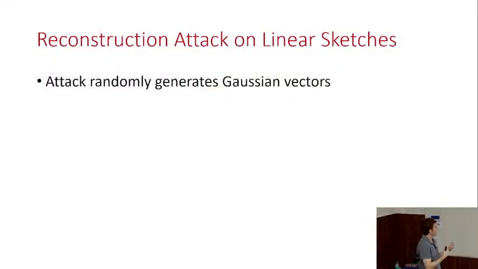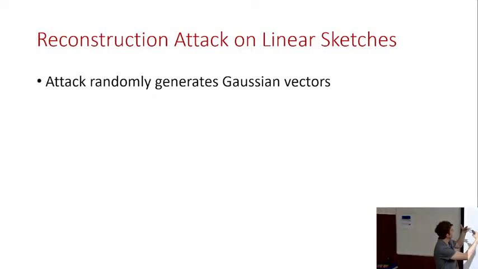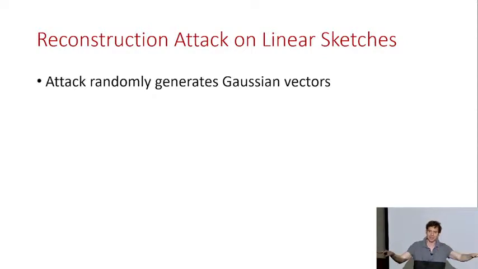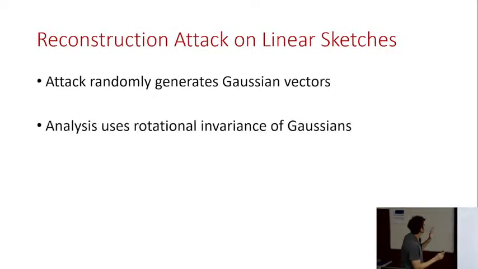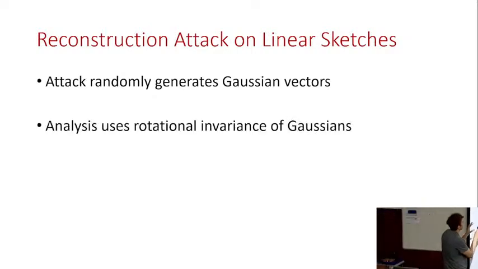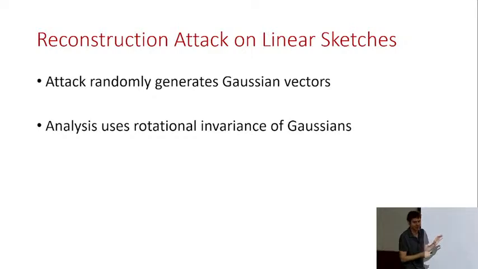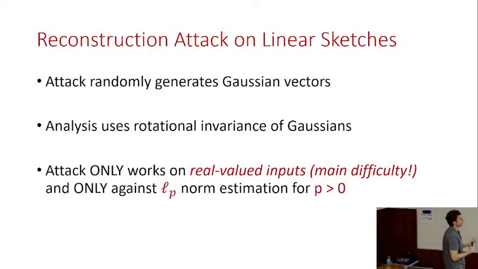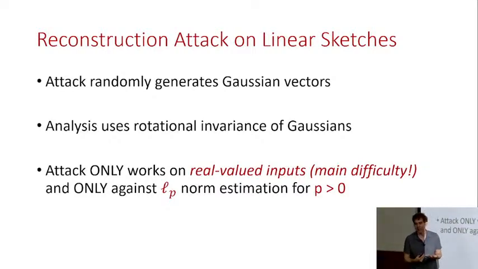And so in each step, the attack is going to generate Gaussian vectors. At the beginning, they're isotropic Gaussians, so identity covariance times some scalar. And throughout the attack, these Gaussian vectors are orthogonal to what you've learned so far. But the details aren't so important. I want to just mention that this attack critically uses rotational invariance of Gaussians. And so the attack actually only works on real valued inputs, okay, which is the main difficulty.